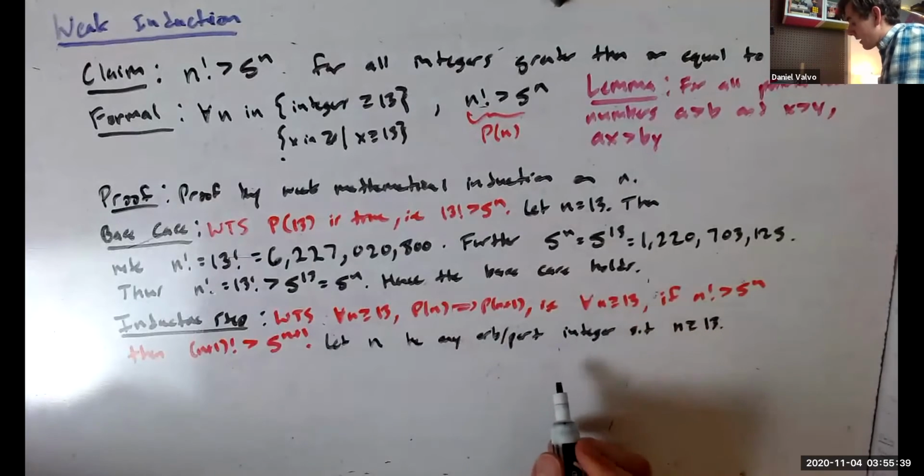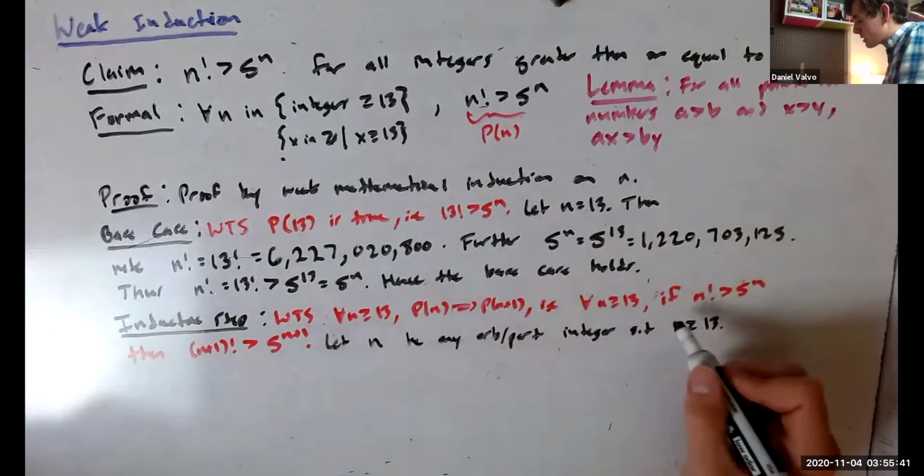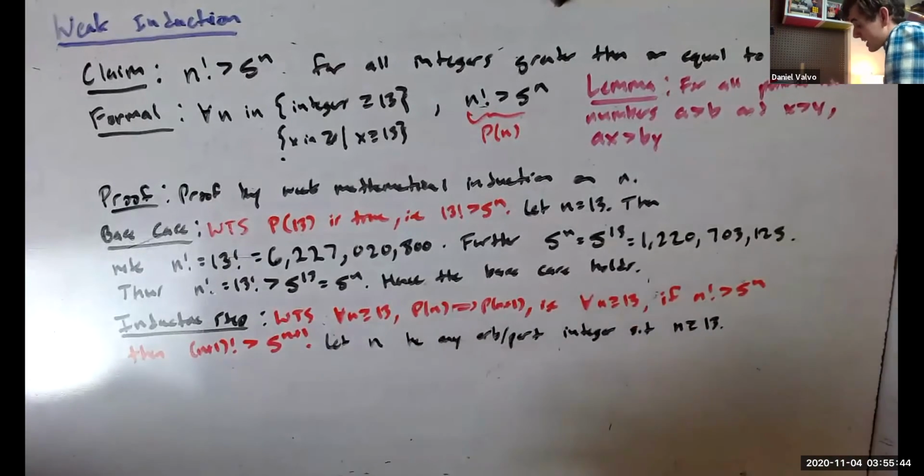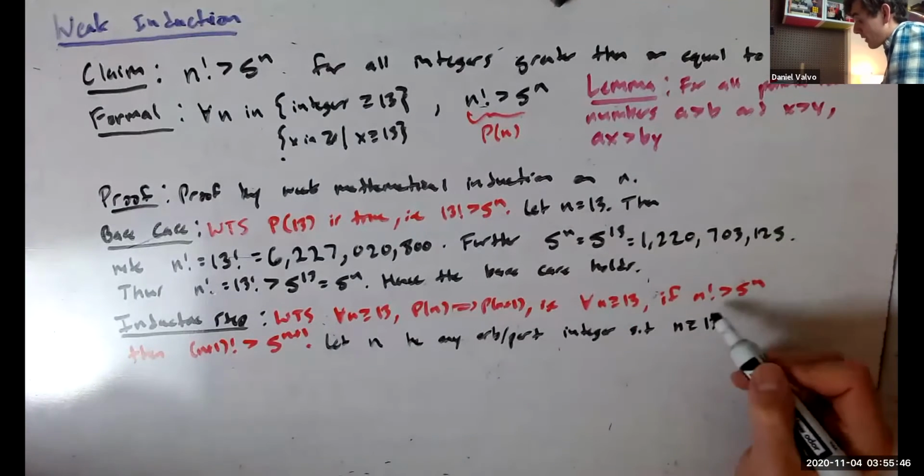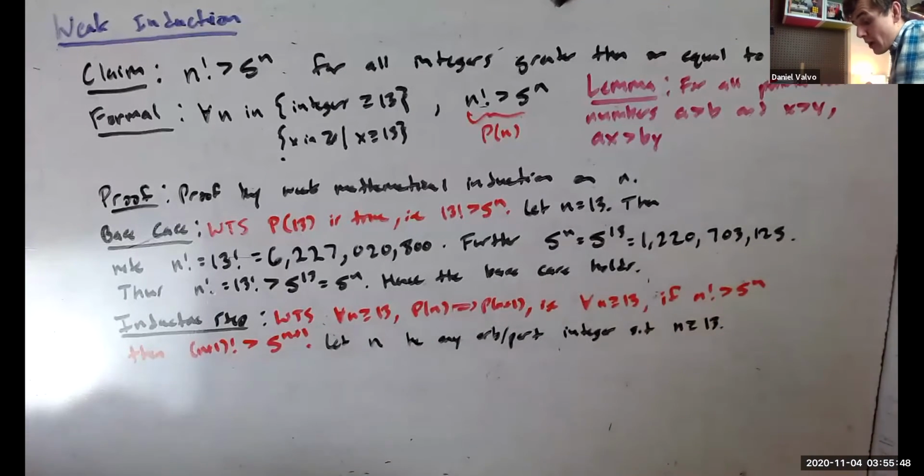So we have the domain, right? And now we want to assume the hypothesis. We want to assume the hypothesis and show the conclusion. We want to say that in the assumption that n factorial is greater than 5^n, we can show n plus 1 factorial is greater than 5^(n+1).